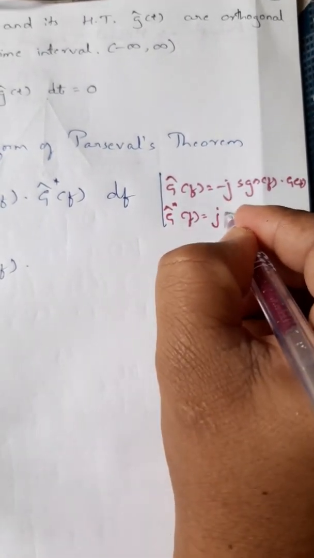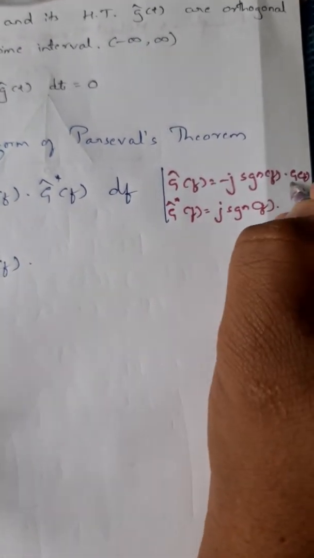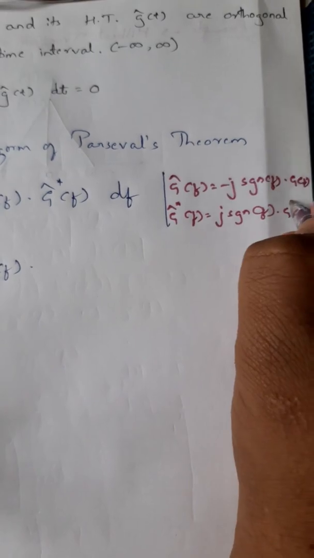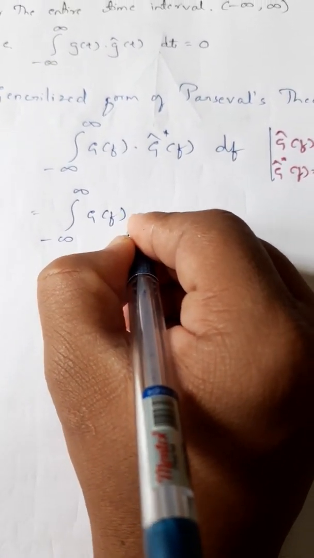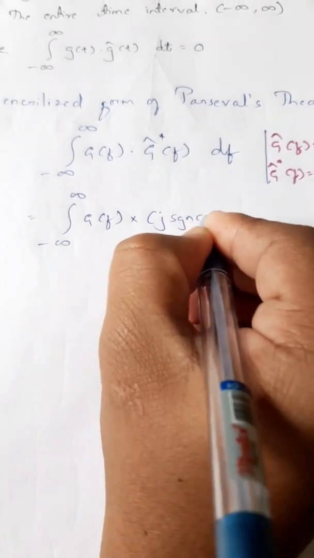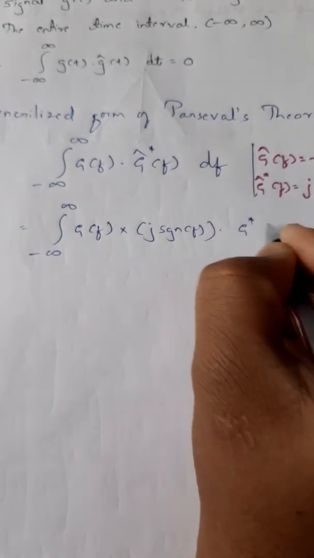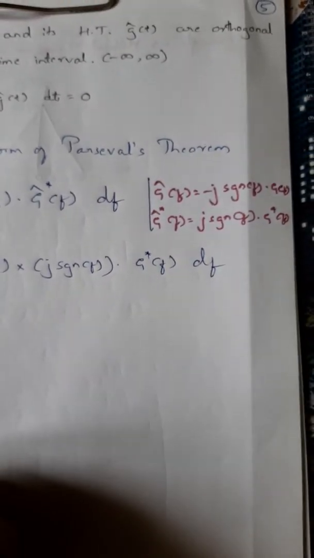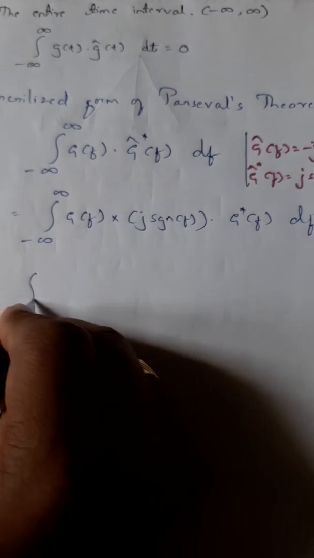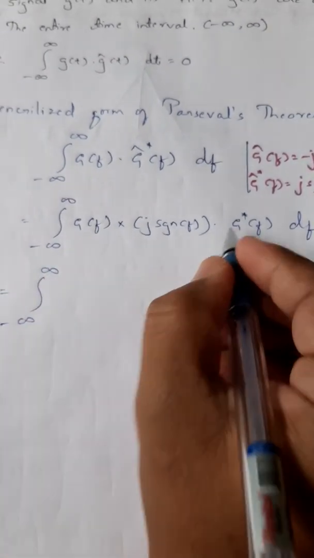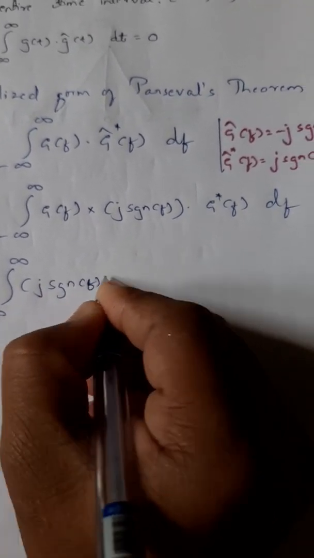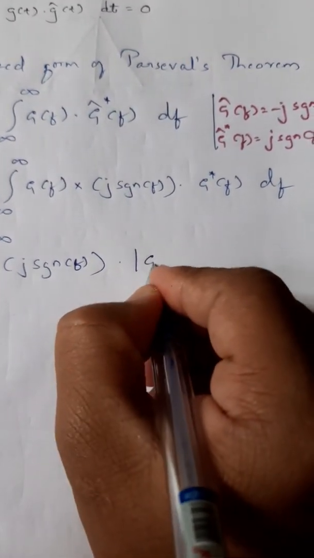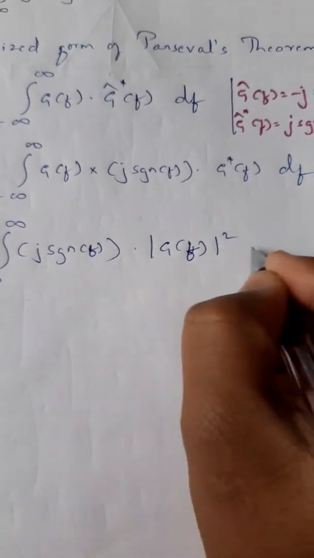So minus will be plus, and g of f will be the complex conjugate of g of f. So I'll apply this here. It will be the integral of j signum of f into g complex conjugate of f df, from minus infinity to plus infinity. I'll combine these two and keep this as it is. If I combine these two, it will be mod of g of f the whole square df.